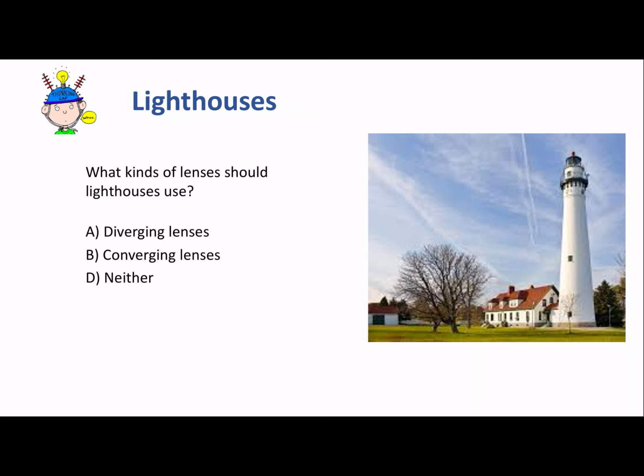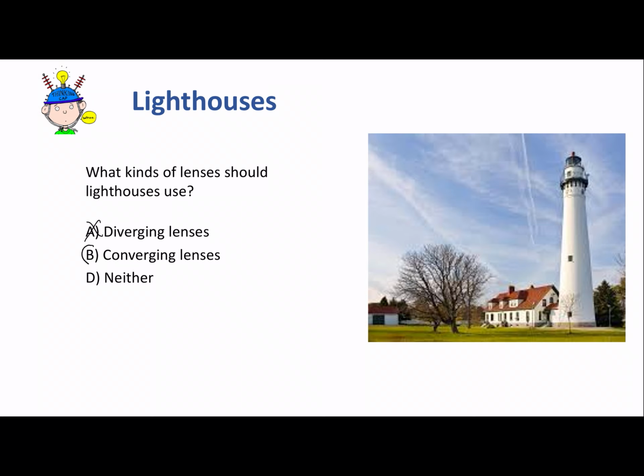Okay, so what kind of lens would you want to use in a lighthouse? Well, you certainly don't want to use a diverging lens. A diverging lens would increase the way in which light gets spread. It would make the light more diffuse. Well, that's not what you want to do with a lighthouse. You want to make sure that people see it. You want to have usually a beam that sweeps out.